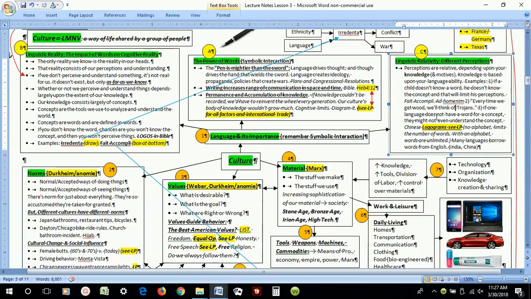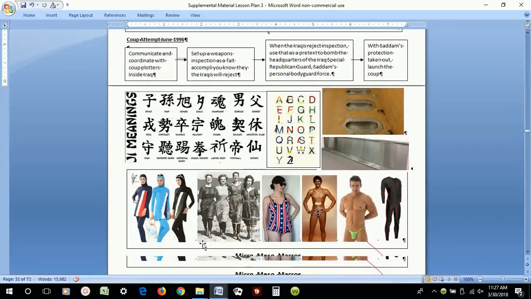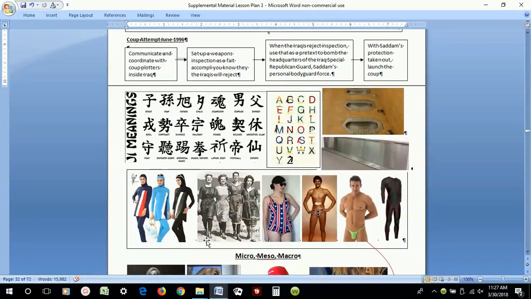If one language does not have a word for a concept, they might not even understand the concept. For example, I give the example of Chinese. Chinese doesn't have an alphabet, right? Chinese uses these characters, right? And there's somewhere around 6,000 of these characters. I mean, can you imagine trying to learn 6,000 of all these characters and trying to memorize how to write each one of these?